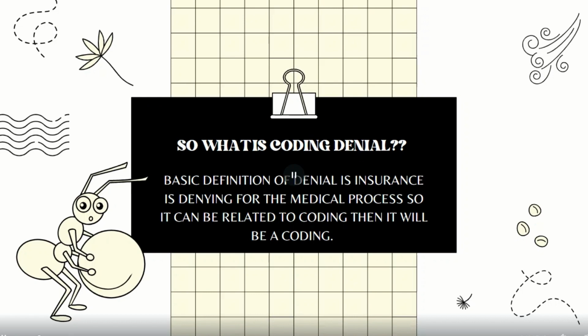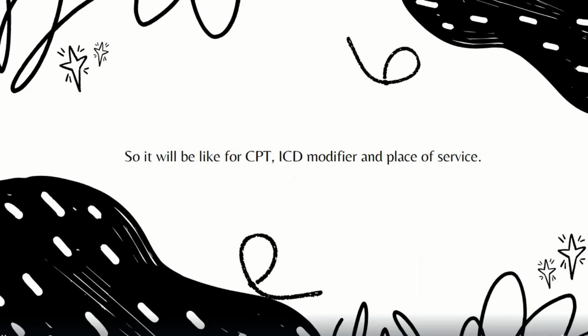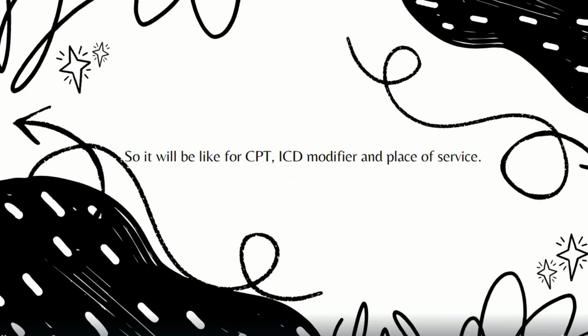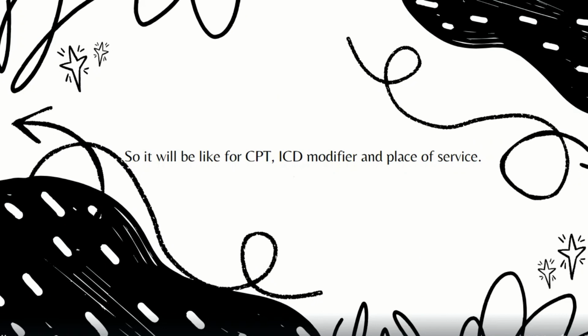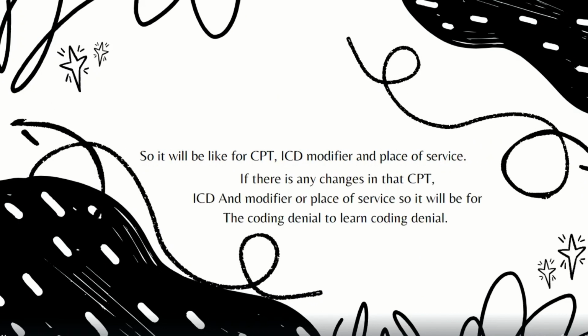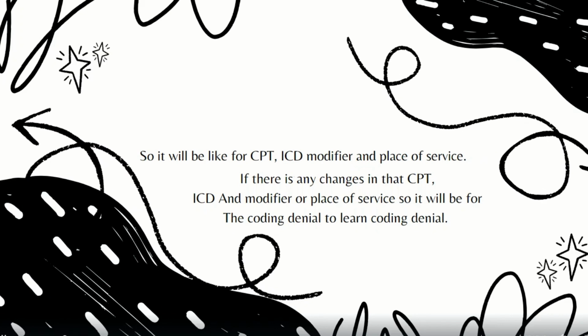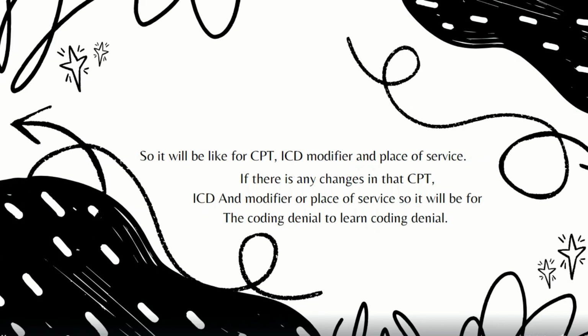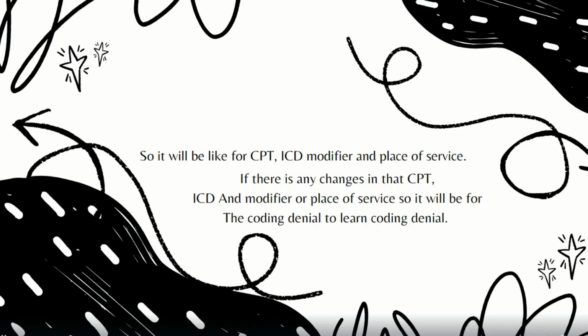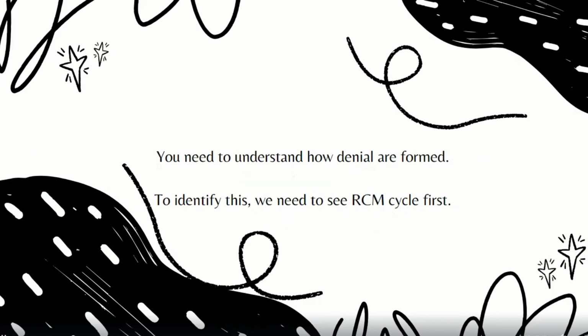The basic definition of denial is the insurance denying the medical process. If it can be related to coding, then it will be a coding denial. It will be for CPT, ICD, modifier and place of service. If there is any change in that CPT, ICD, modifier or place of service, it will be a coding denial. To learn coding denial, we need to understand how denials are formed.